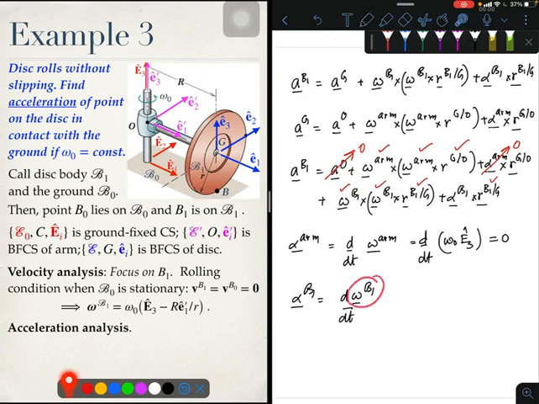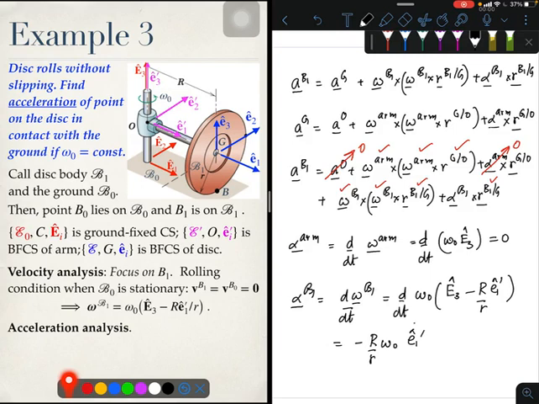What is the angular velocity of the disk? Here it is on the left. So let's write that down. So this is equal to d by dt of omega 0 capital E3 minus r E1 prime upon small r. You could make this small e1 also. The first term does not contribute anything, that goes away, and I will get minus r by small r omega 0 e1 prime dot.